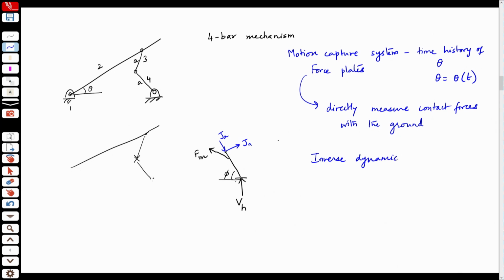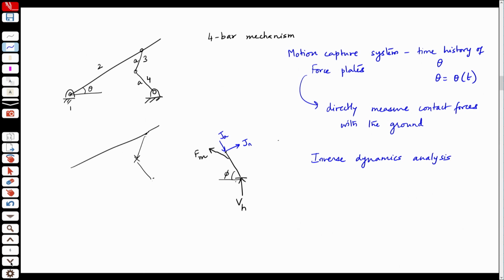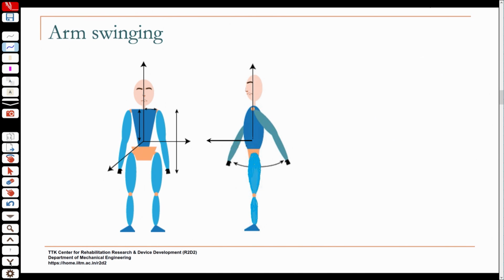Before that, I would like to do one more example. Where you know the kinematics, you may either compute the ground reaction forces by using a model like this, or you may actually measure the ground reaction forces directly using force plates and then compute internal joint moments and joint reactions. That kind of analysis is inverse dynamics analysis, and before we get to that, I would like to do one more interesting example of looking at arm swinging during walking.